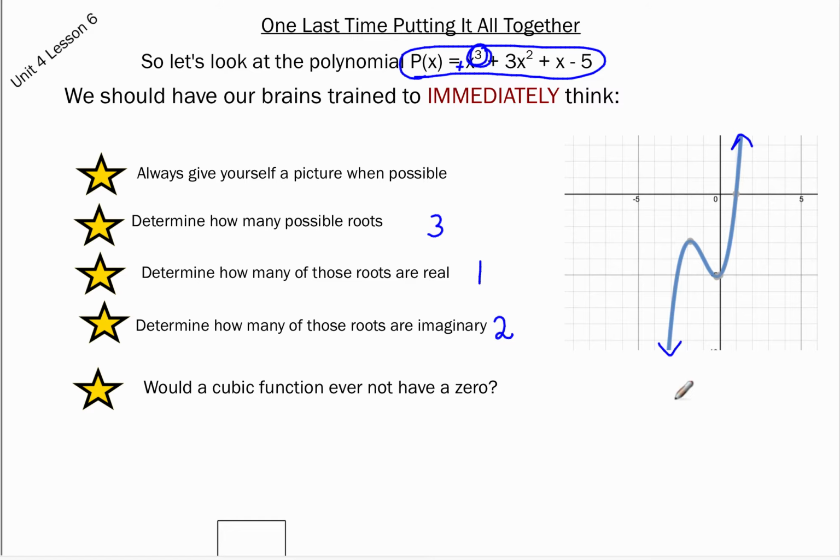Now, could a cubic function ever not have a 0? No. One root of a cubic function always has to be real, and that's because of the tails. In fact, any odd function always has to have at least one real root, because the tails, one up, one down, at some point will cross the x-axis because they go on for infinity.